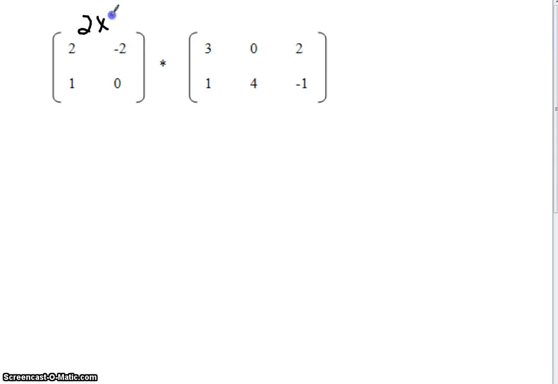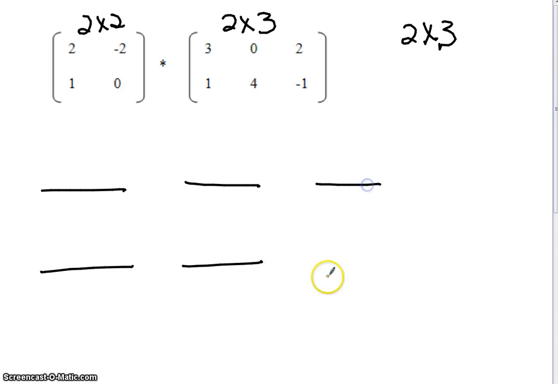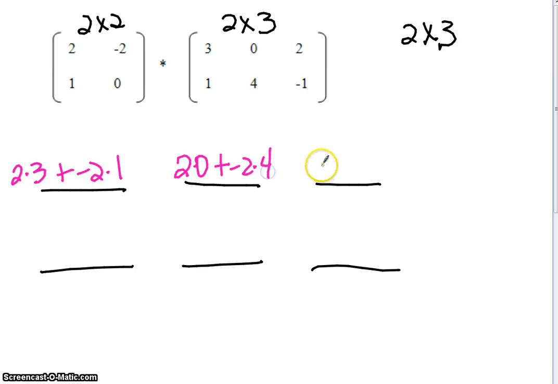We have a 2 by 2, and we have a 2 by 3. Yes, you can do it, and it's going to be a 2 by 3. 2 rows, 3 columns. So you're going to say 2 times 3 plus negative 2 times 1. 2 times 0 plus negative 2 times 4. 2 times 2 plus negative 2 times negative 1.